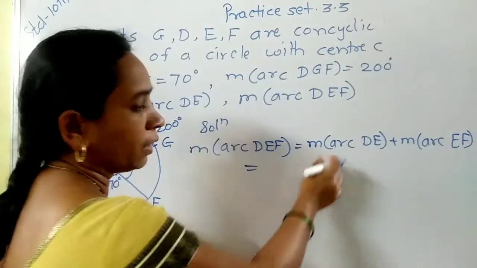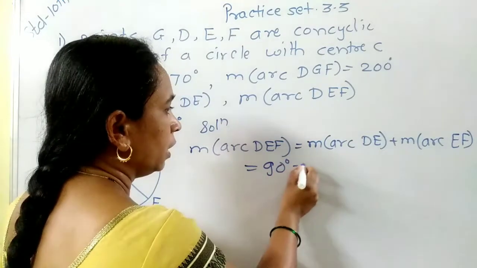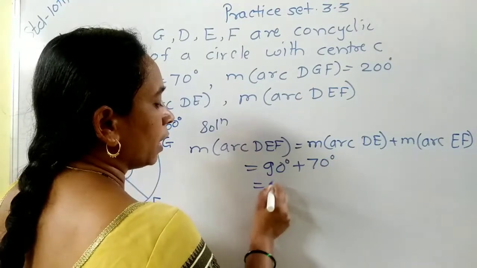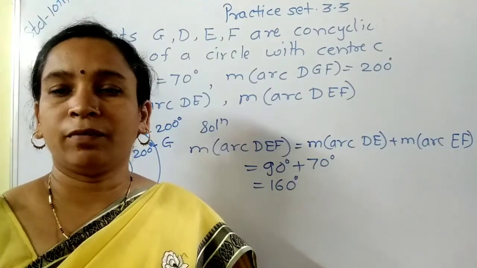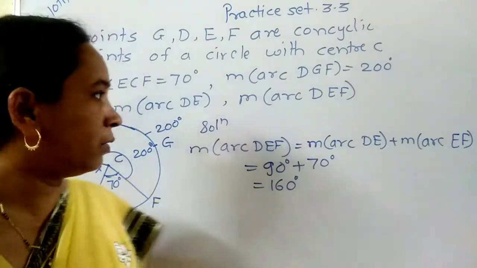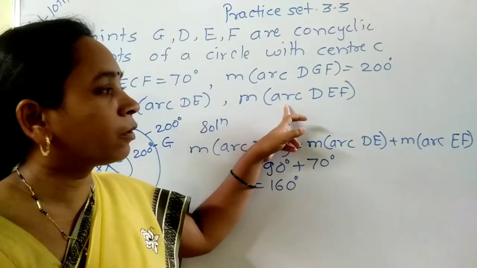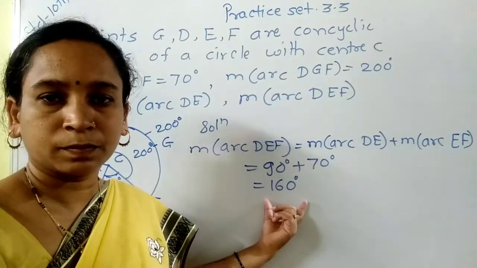So here just now we have found the measure of arc DE, it is 90 degree. EF we have 70 degree. And if we will add it, we will get the answer 160 degree. In this way, we have solved the first example. We have found the measure of arc DE is 90 degree and measure of arc DEF is 160 degree.